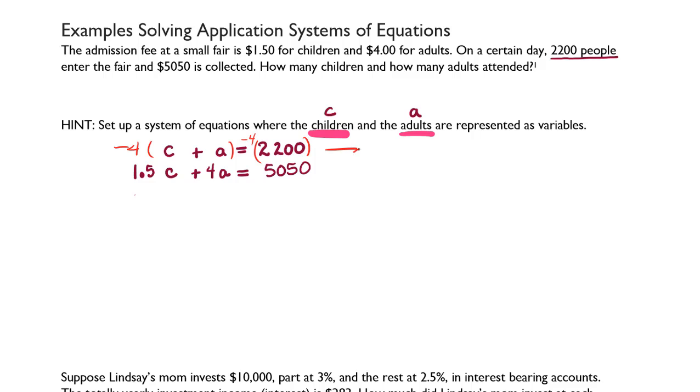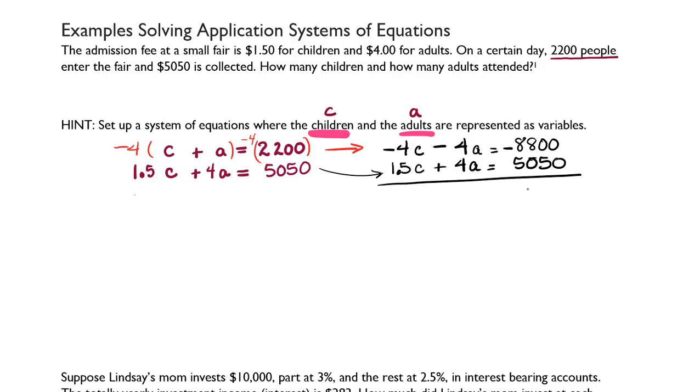Here we have, over here, the new equation. -4c minus 4a equals -8,800. And now we're just going to bring that other equation over. 1.5c plus 4a equals 5,050. And here we have a system of equations where the a terms will drop out. They will add to 0.